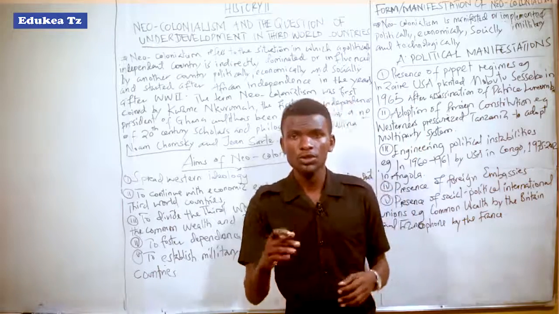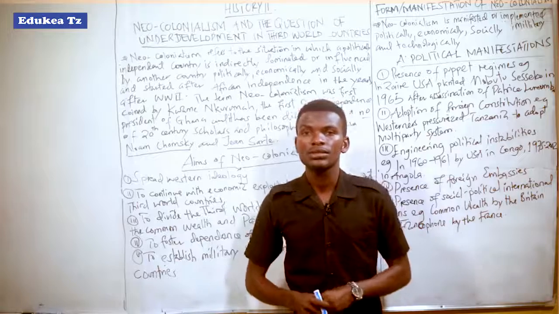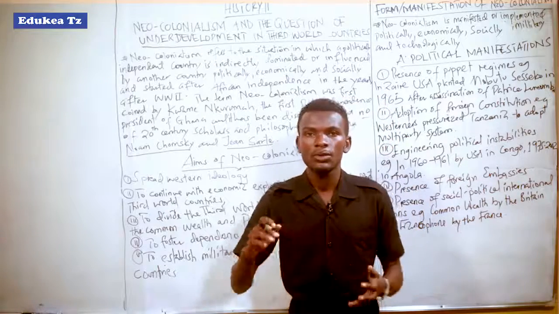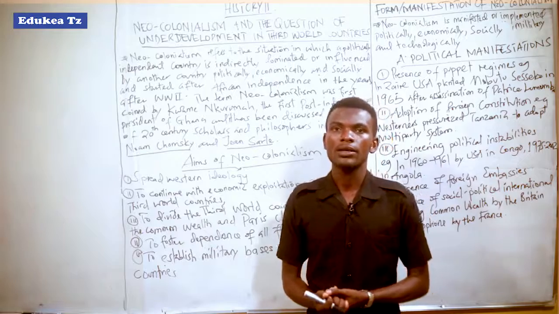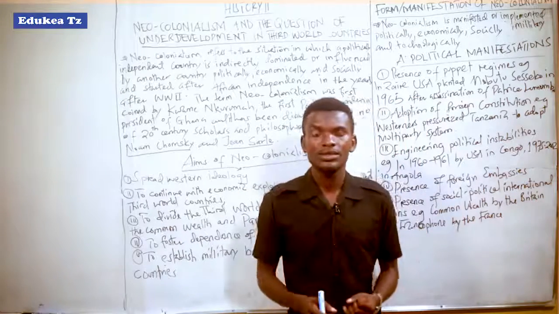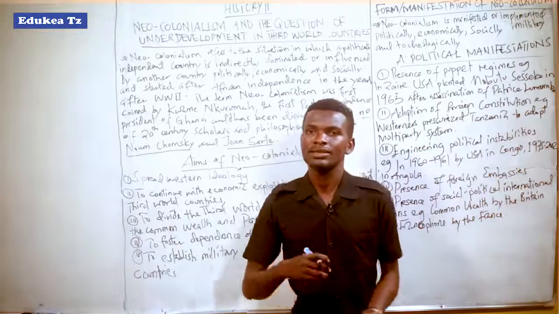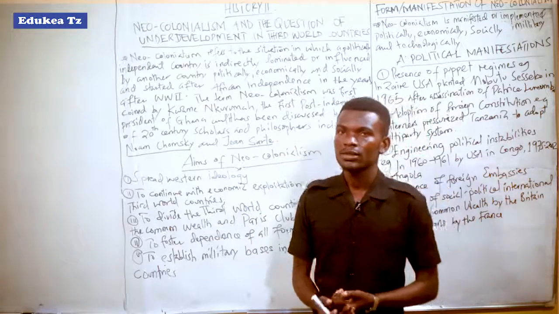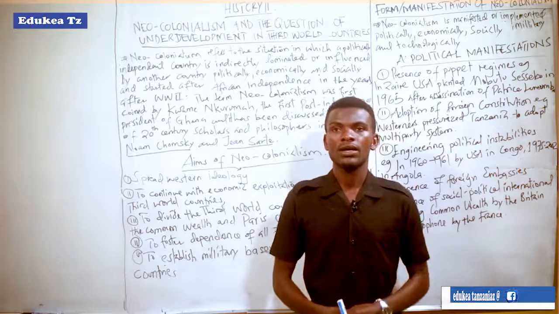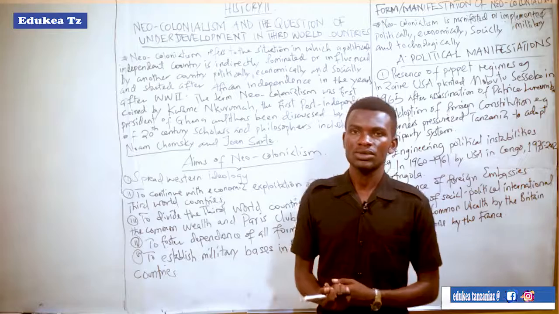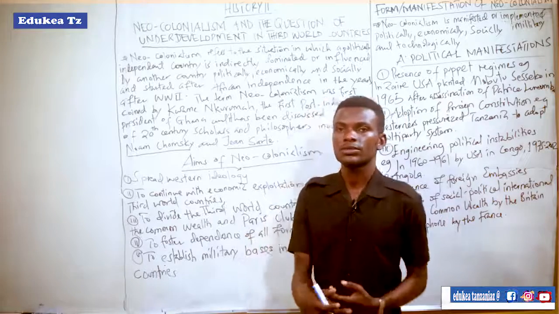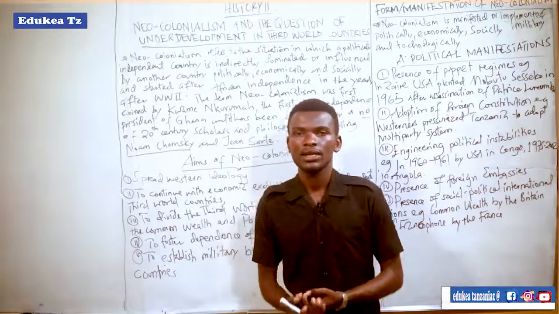It means that neocolonialism refers to the situation in which a politically independent nation or country is indirectly dominated or colonized by foreign domination politically, socially, economically, militarily, technologically, and in other spheres of influence. And that situation started soon after the independence of African countries after the Second World War in 1945. So you can see the term neocolonialism started after the end of the Second World War.